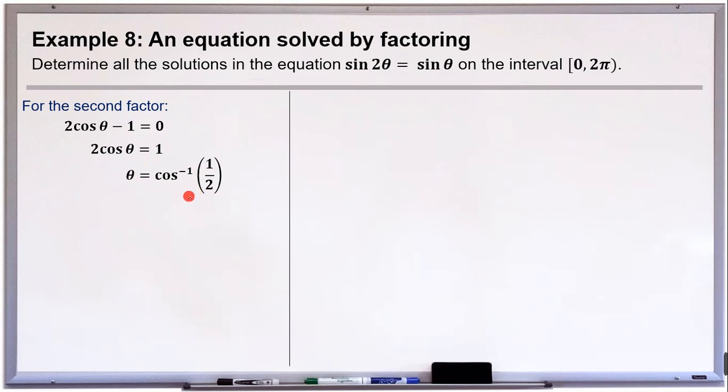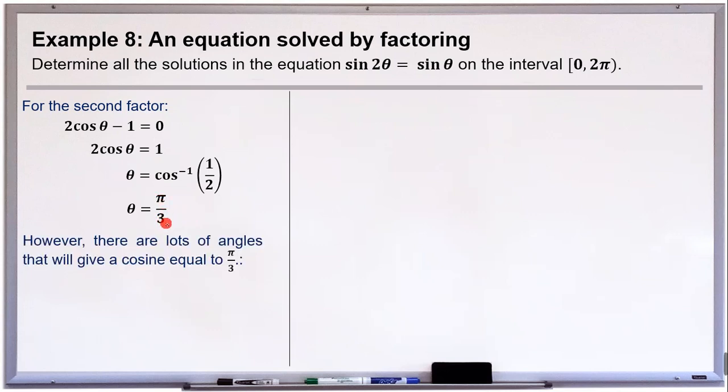The angle that will give us a cosine of 1/2 is 60 degrees or pi over 3. But of course, there are lots of angles that will give us a cosine equal to 1/2. If we refer our analysis to the unit circle, the cosine that will give us 1/2 can be found in quadrants 1 and 4 because in these quadrants the cosine is positive. So for the first spot in quadrant 1, the angle in standard position is pi over 3.